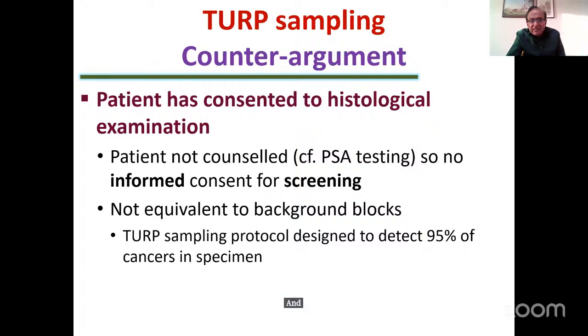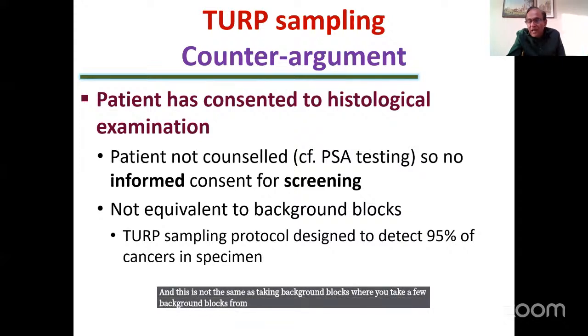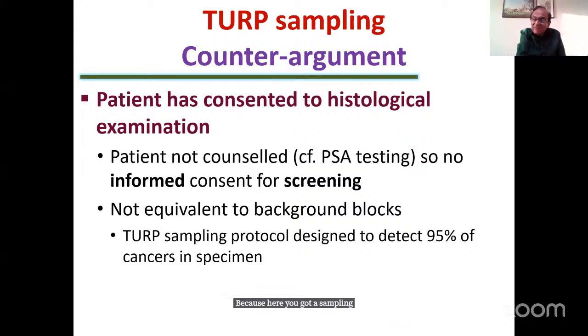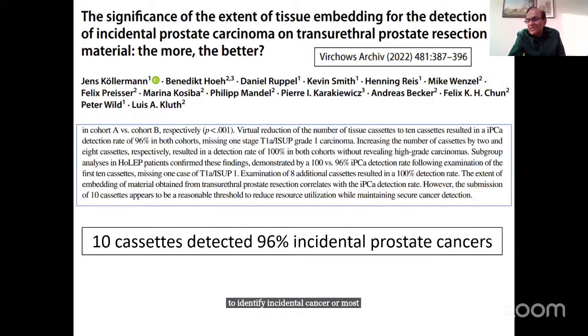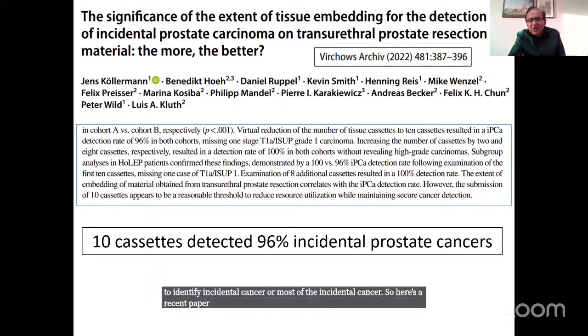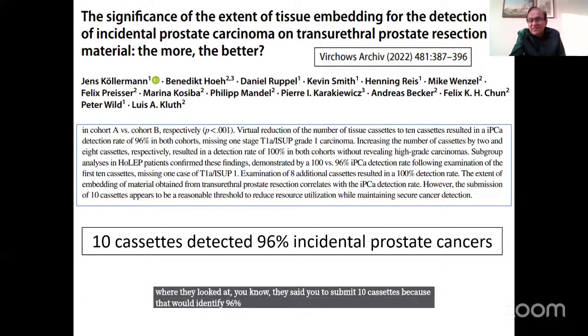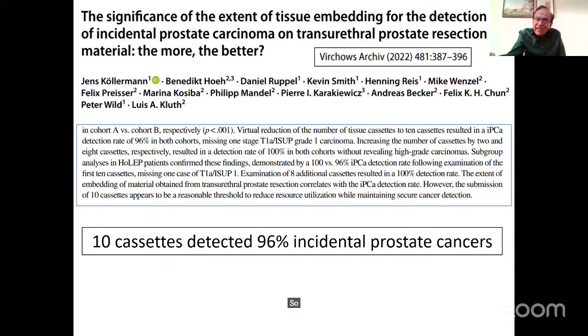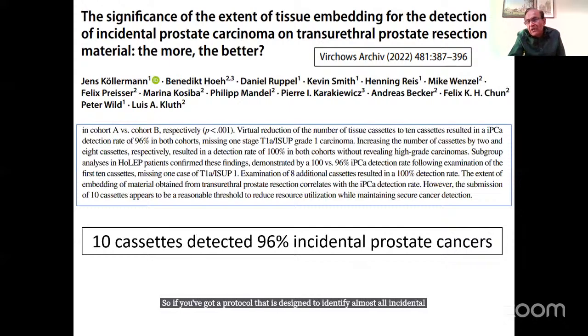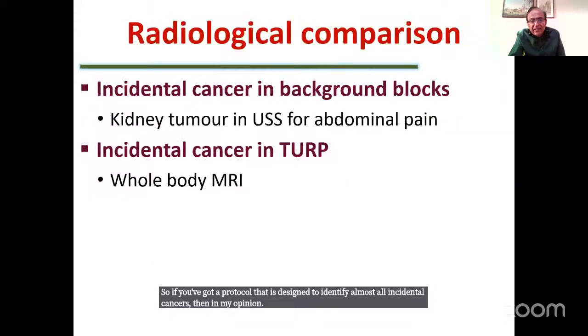And this is not the same as taking background blocks, where you take a few background blocks from the breast or the lung or the colon. Because here you've got a sampling protocol that has been specifically designed to identify incidental cancer, or most of the incidental cancer. So here's a recent paper from 2022, where they said to submit 10 cassettes because that would identify 96% of incidental cancers. So if you've got a protocol that is designed to identify almost all incidental cancers, then in my opinion, that would amount to screening.